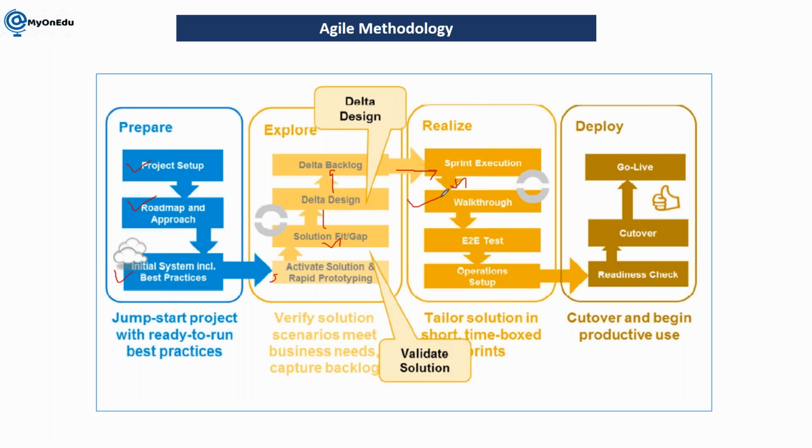Then walkthrough means testing whatever is prepared. Here the testing and demos will be done. First the demos will be done, and then it will be confirmed. Then E2E, end-to-end testing, then operation setup, which means you are ready to deploy. In the deploy phase, readiness check, and then you upload the data, cut over, and go live. If you explain in the same sequence, it's fine. Everything will be clear because all the questions will be from these steps only.